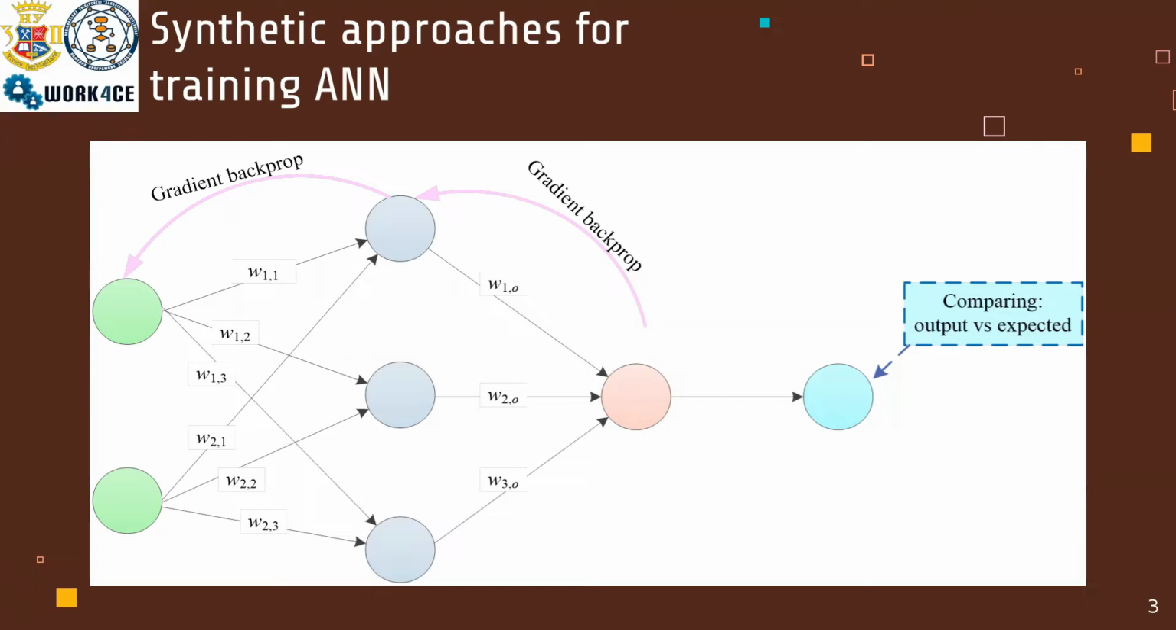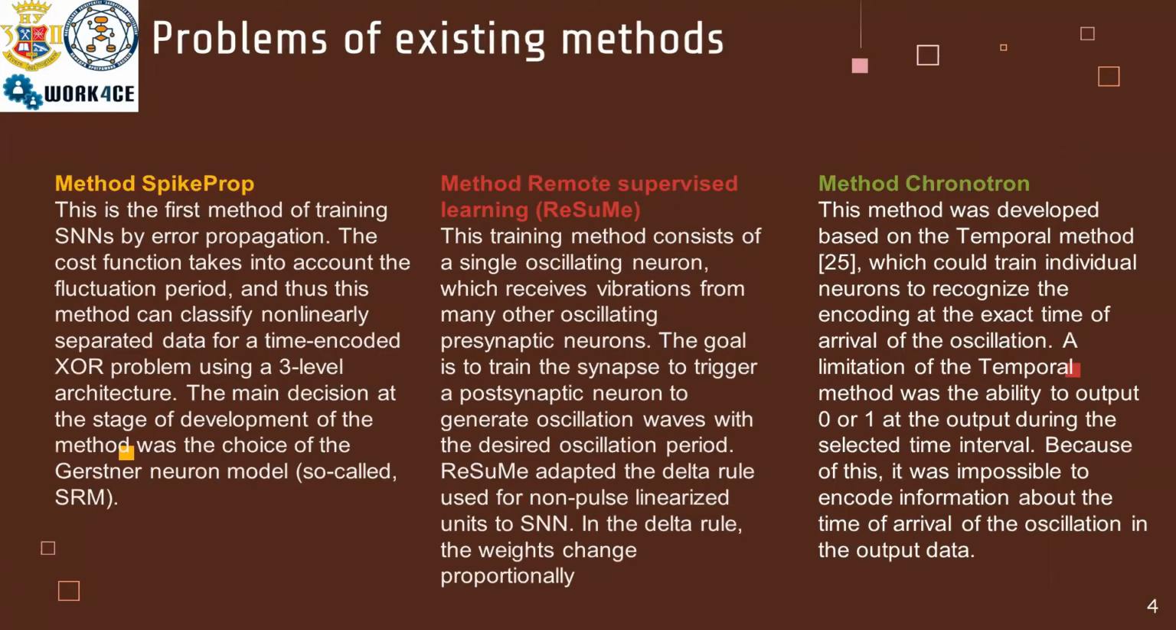In the case of deep spiking neural networks, it is more difficult, because the definition of a pulse bundle doesn't allow the use of popular methods like backpropagation, for example. For spiking neural networks, there are different methods of training. You can see the main idea of each method on the slide, but all of them have some disadvantages.